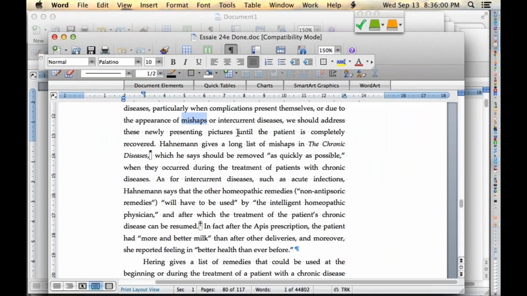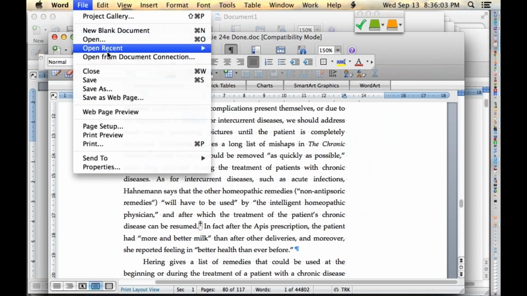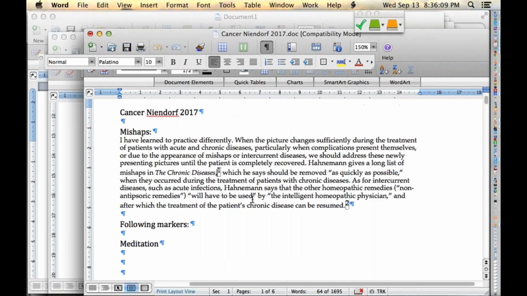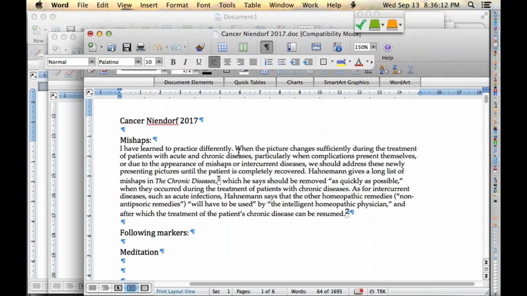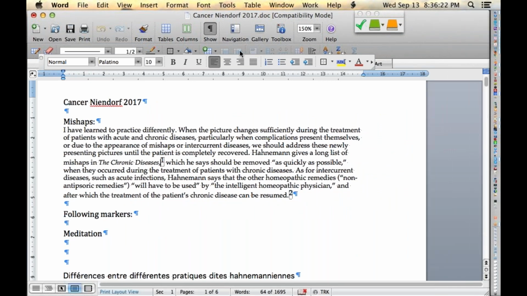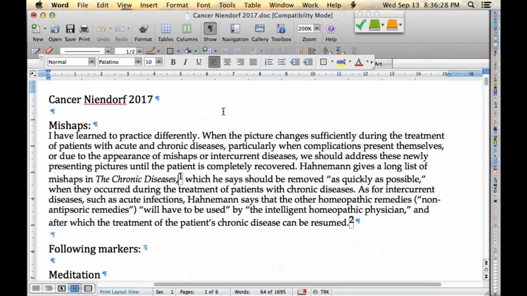Oh yeah, one thing I want to show you is this thing here. Hold on a second. Maybe I have something I put aside for the end. Yeah. Here. Let me make this a bit bigger. When the picture changes sufficiently during treatment, in a patient with acute and chronic disease, particularly when complications present themselves, or due to the appearance of a mishap or intercurrent disease, we should address these newly presenting pictures until the patient is completely recovered.